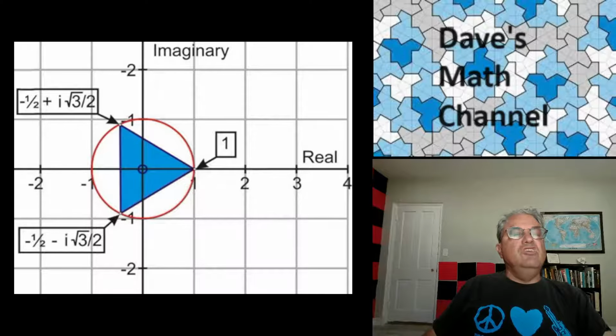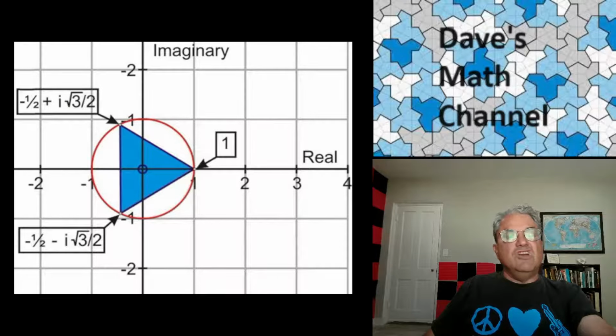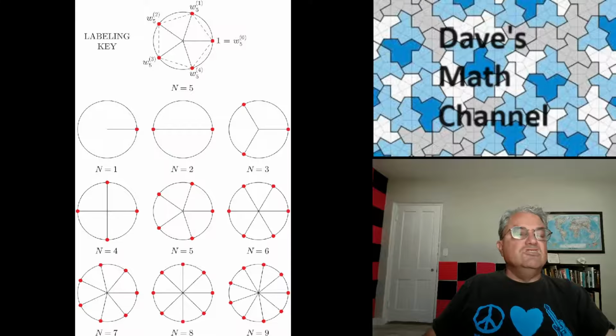People usually call these the cube roots of unity, really the cube roots of 1. I guess they like to call 1 unity. So these are the 3 cube roots of 1, or the 3 cube roots of unity. Pretty nice. And you could do this for arbitrary n. So this is n going from 1 to 9. These are the nth roots of unity for n going from 1 to 9.